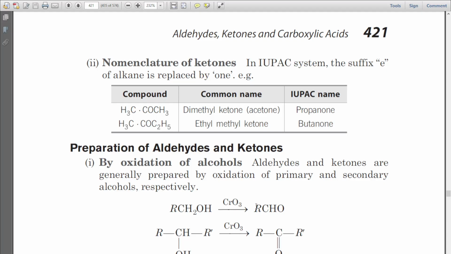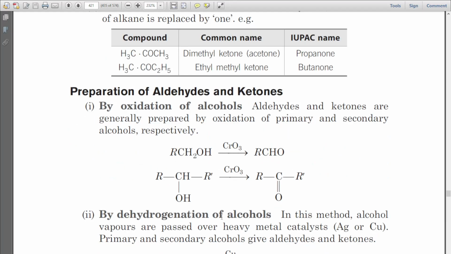Now their preparation can be done by multiple methods. The most common one which we use is by oxidation of alcohols using different oxidizing agents. Primary alcohols can be oxidized with CrO3, which gives you aldehydes, and secondary alcohols when oxidized give you ketones.